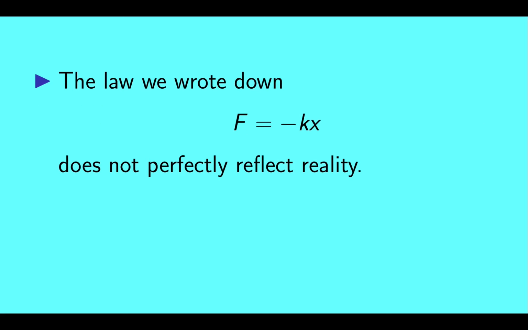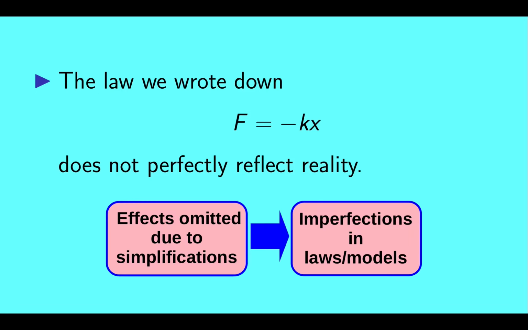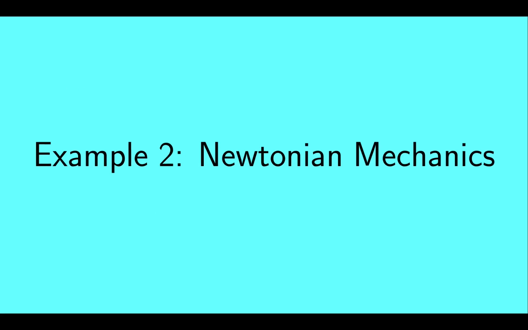Okay, so what we see here is that the law we wrote down, F equals minus kx, does not perfectly reflect reality. There are physical effects that have been omitted in this description in order to simplify it enough that we can use it. This means that the laws and models that we wrote down cannot perfectly reflect what the universe actually does. Okay, let's look at example 2, Newtonian mechanics.